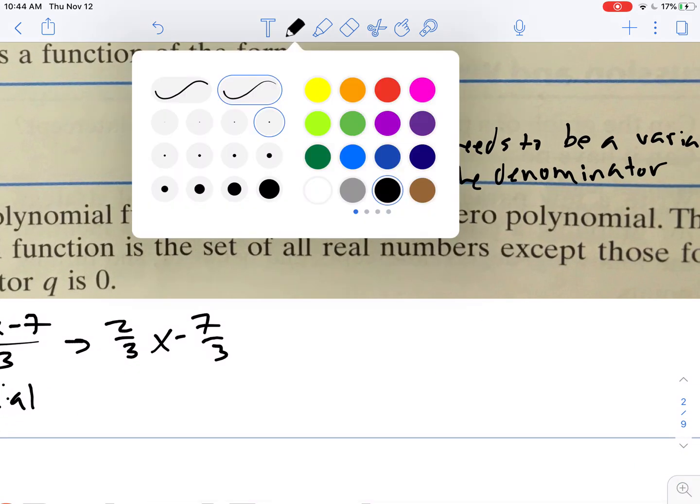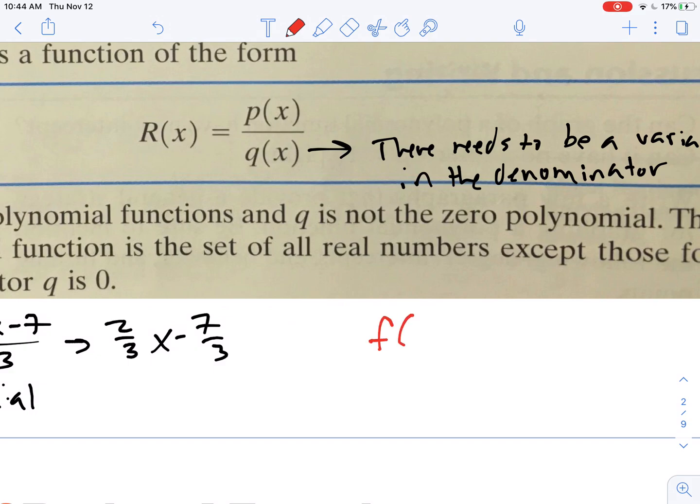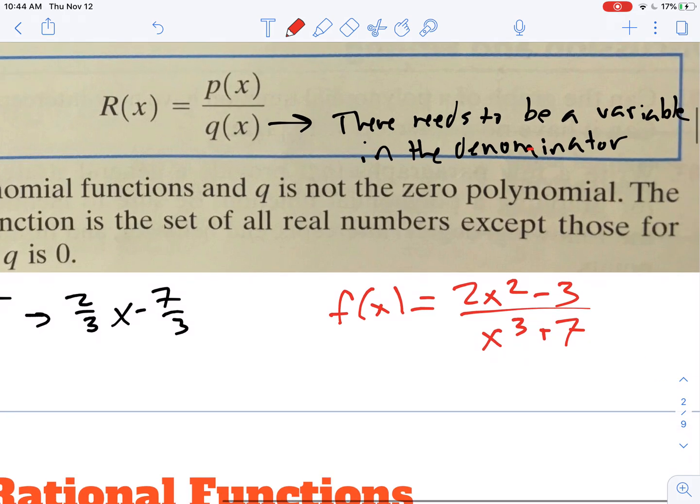If I write out f of x is equal to 2x squared minus 3 over x cubed plus 7, this is a rational function because of that variable in the denominator. If there is no variable in the denominator, it's just going to be a polynomial. We are just writing out a common denominator between two terms, and we're dividing out that number. For a rational function, there has to be a variable in that denominator. If not, it's more than likely just a polynomial.